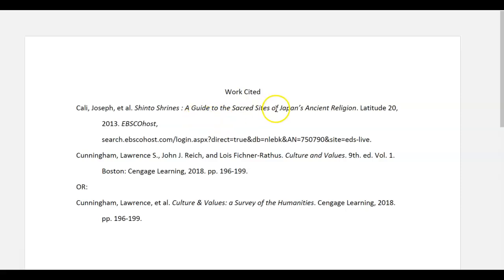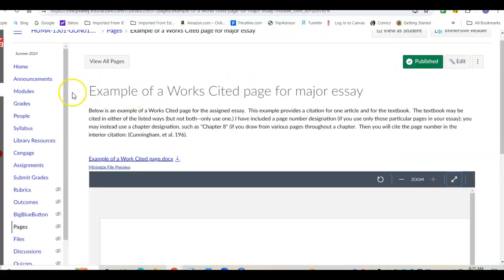Now, again, always alphabetize your entries. So Callie Joseph comes before Cunningham Lawrence. So again, it gives you a couple of options on how to use the textbook citation.